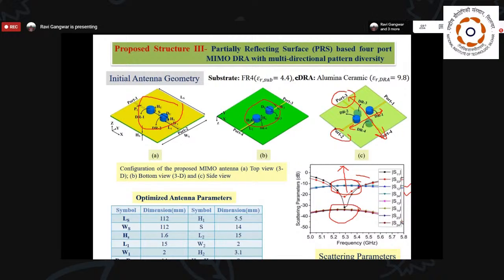But if you look at the isolation between 1 and 3, 1 and 4 or 2 and 3 and 2 and 4, that is better than minus 35 dB because they are orthogonal in position. That means an orthogonal mode is generated. The second thing is that they radiate 180 degrees apart. So that means there is zero correlation of the fields. And that's why we get better isolation here, and a better ECC value.